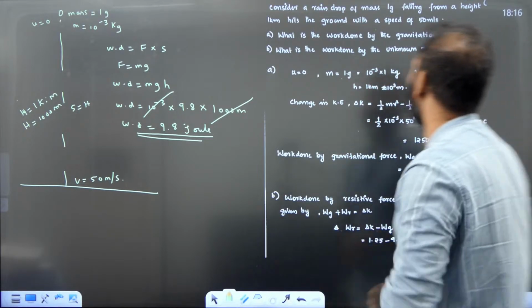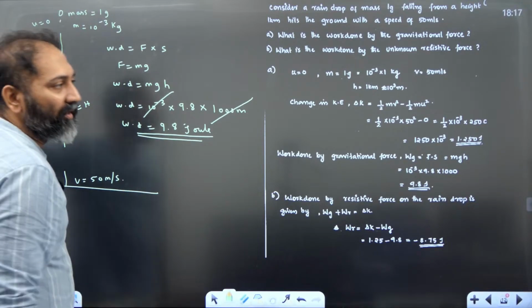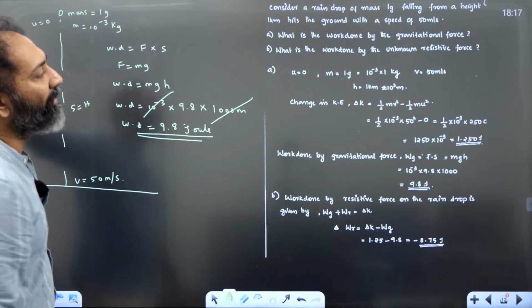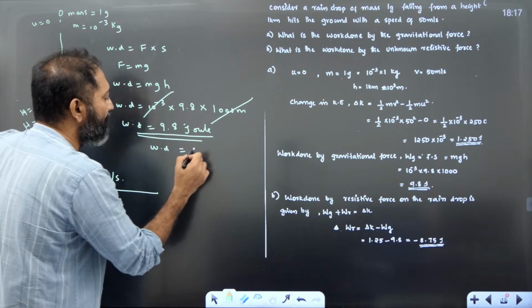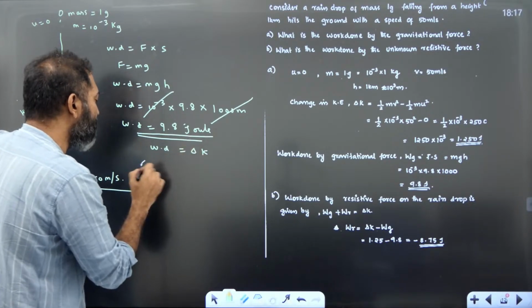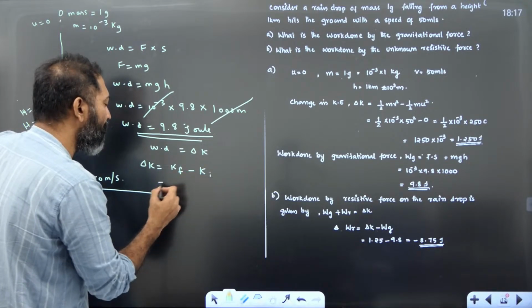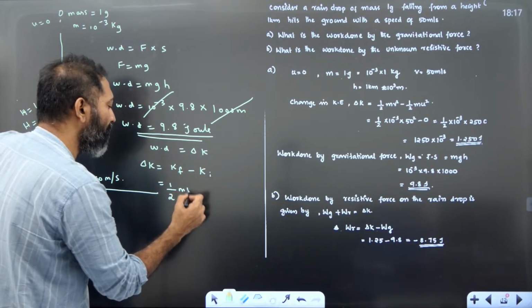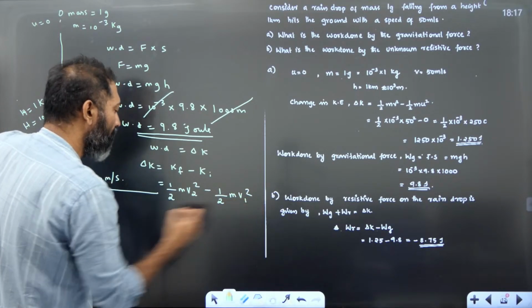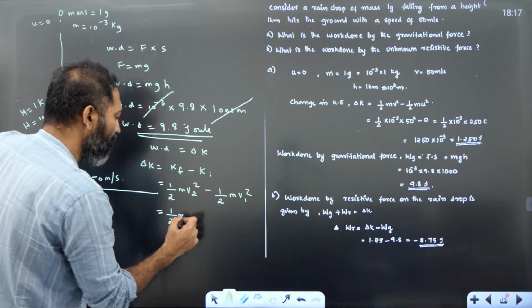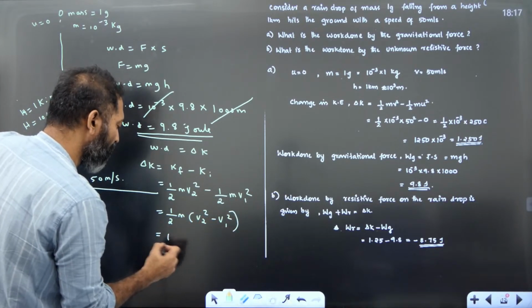What is the work done by the unknown resistive force? Now that is a tricky part. Why do we say there is an unknown resistive force? Generally, work done is equal to changing kinetic energy. So what is the changing kinetic energy? Final kinetic energy minus initial kinetic energy. Final kinetic energy is half m v2 square, minus initial kinetic energy, half m v1 square. Half m into v2 square minus v1 square. Half into what is the mass here?